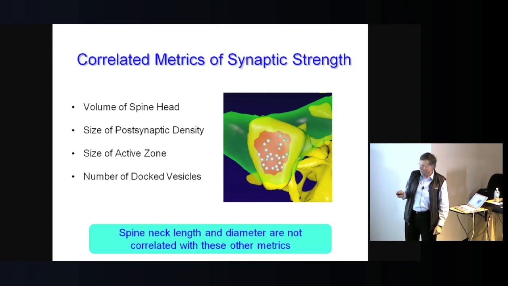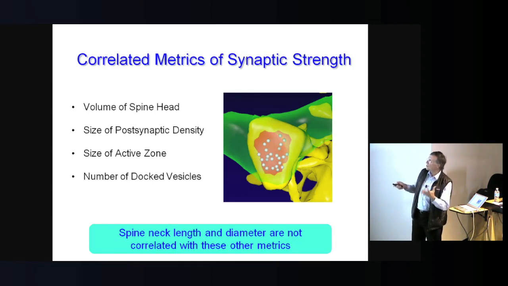It had to do with the correlation between the anatomical measurements. If you look at the strength of a postsynaptic potential, the strength of the synapse, right? How big of an EPSP are you going to get? It turns out to be proportional to the volume of the spine head. It's also proportional to the size of the postsynaptic density, which is proportional to the number of receptors. And it's also proportional to the size of the presynaptic active zone and the number of docked vesicles.